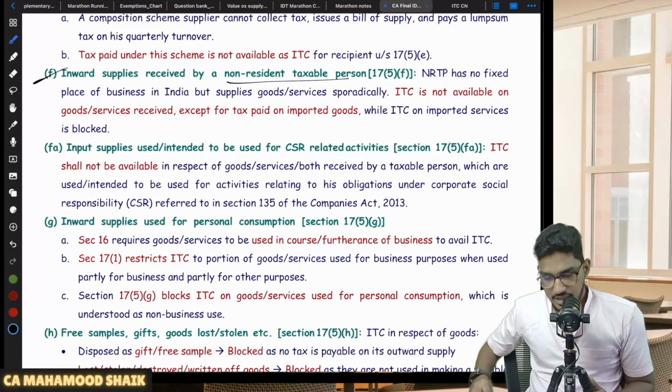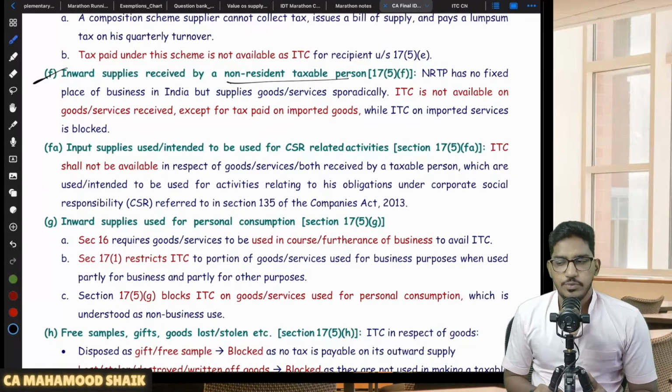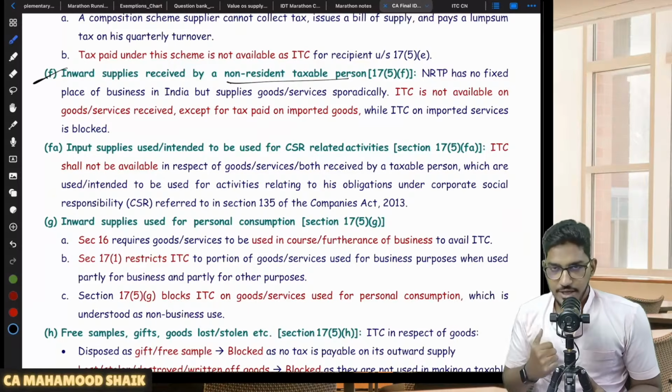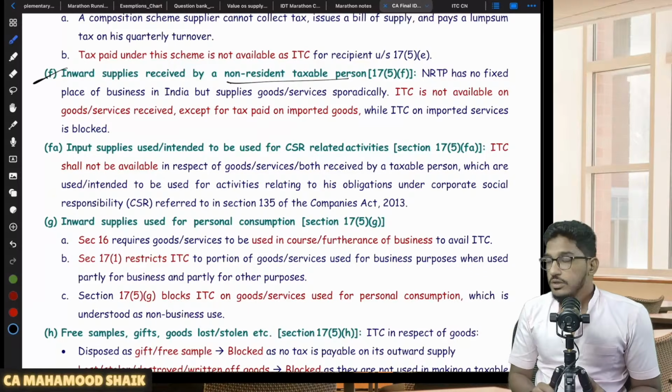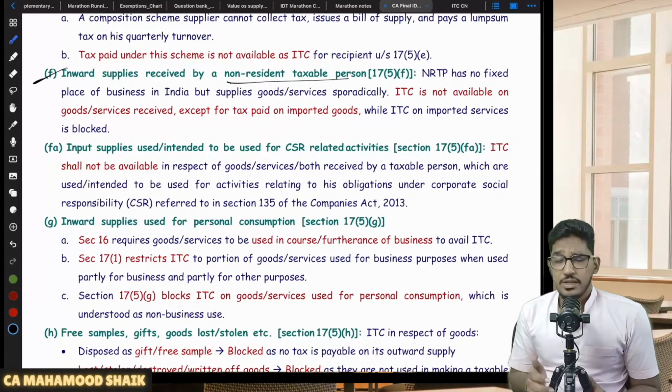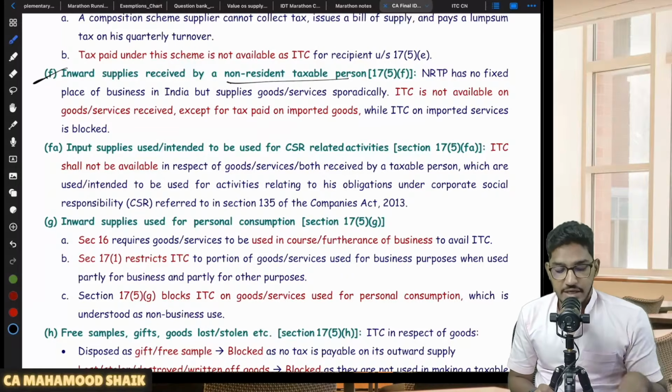Similarly, if there is an NRTP coming to India and participating in some expo, or doing something, for example, a foreign player has come to India to participate in an IPL match. Now, as an NRTP, to make that outward supply, he might be receiving various inward supplies, but they are telling that for an NRTP, he can't claim ITC on his inward supplies.